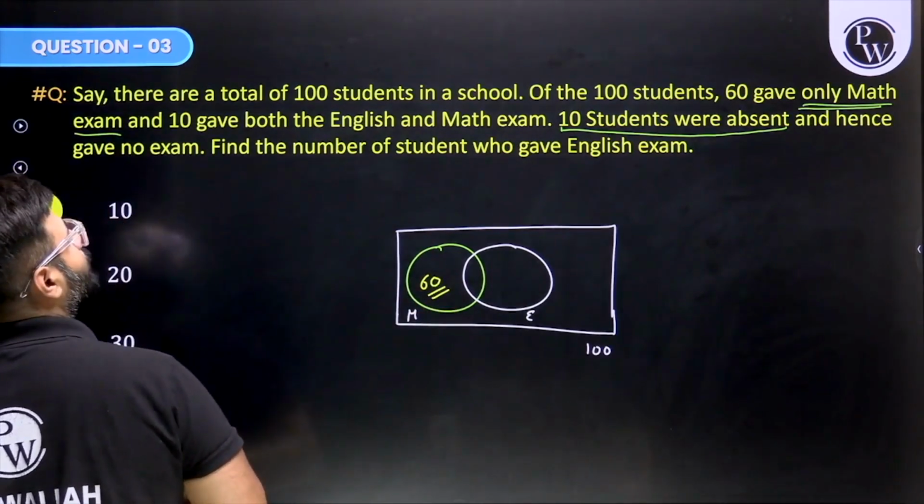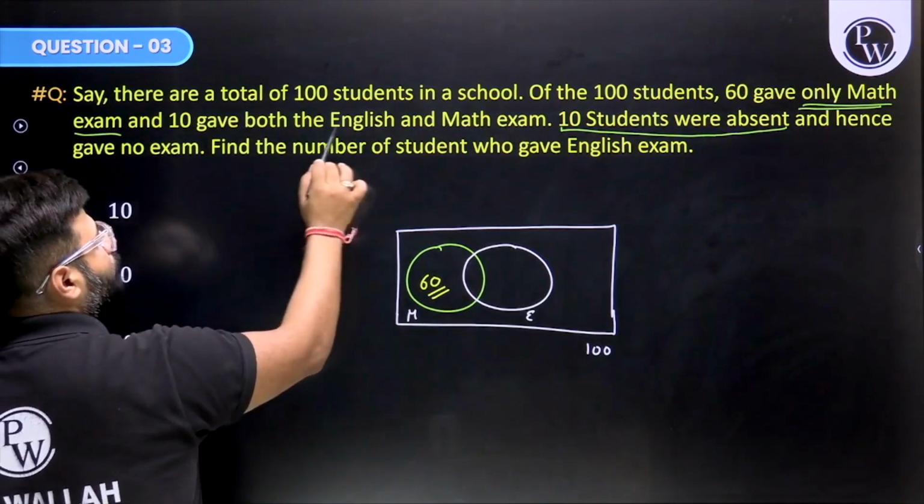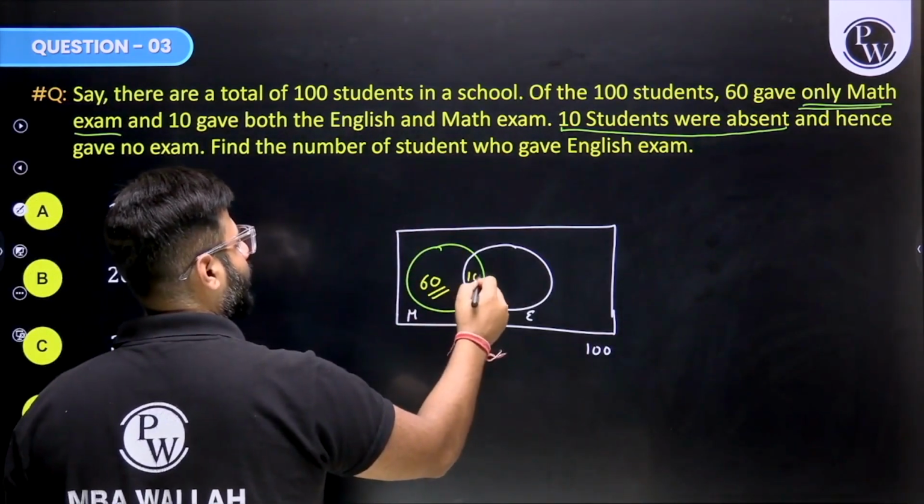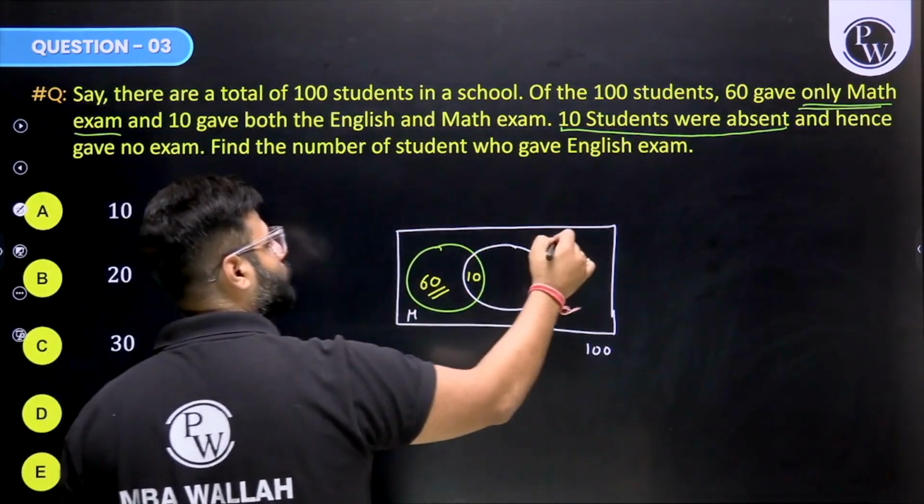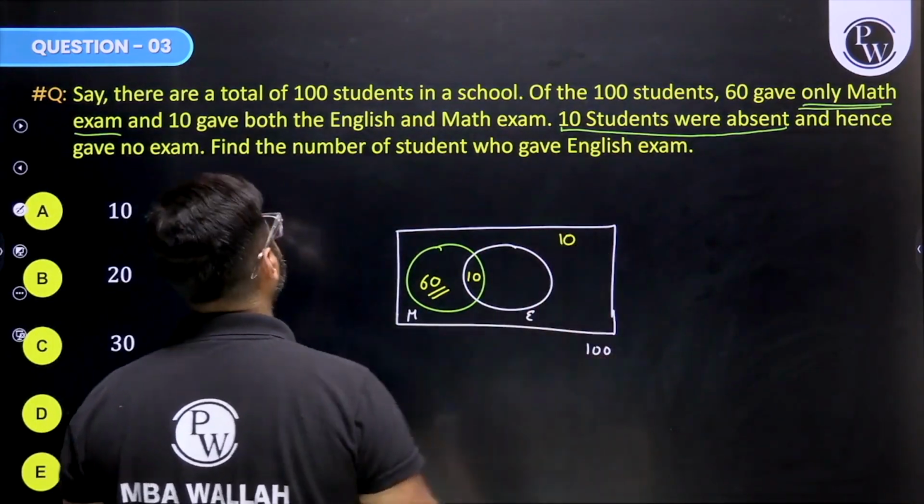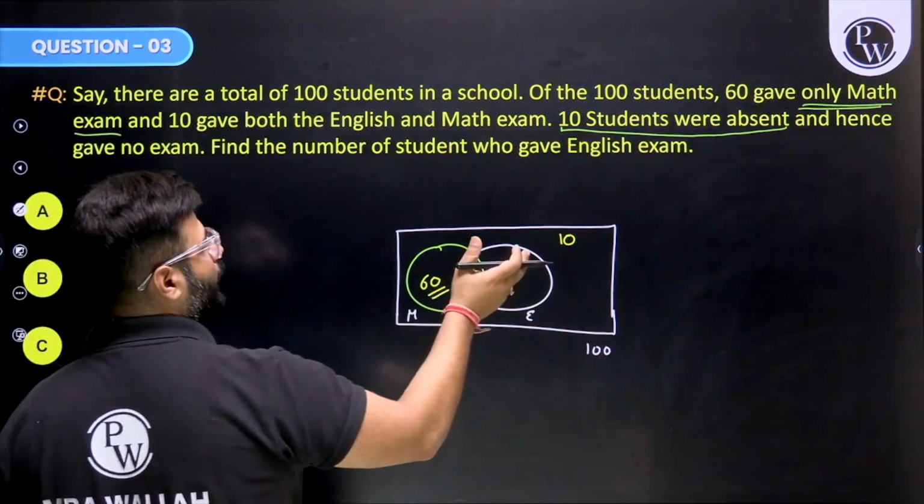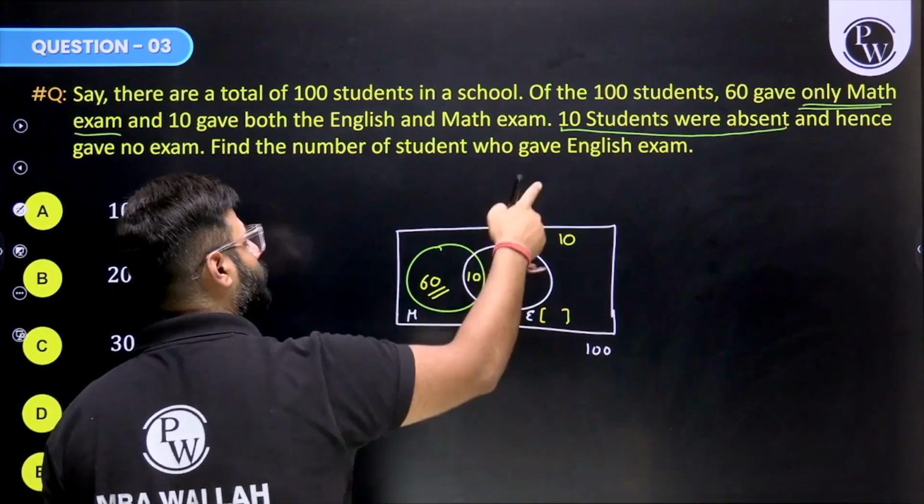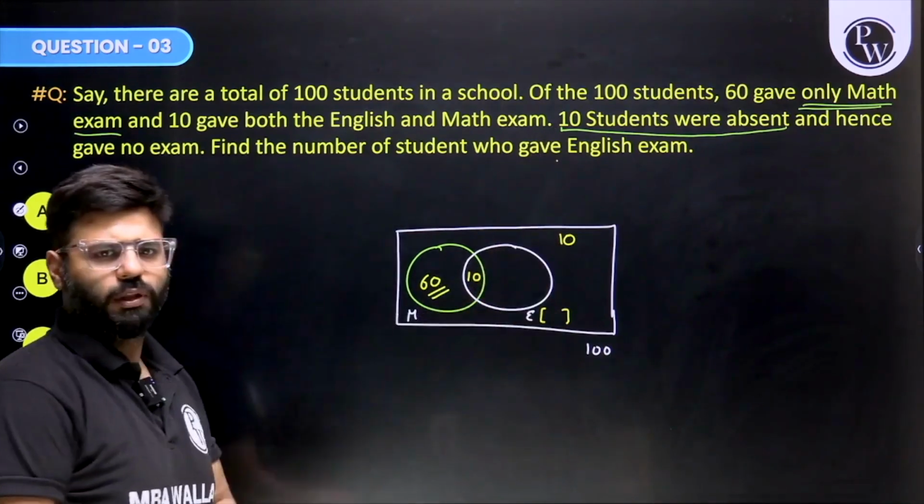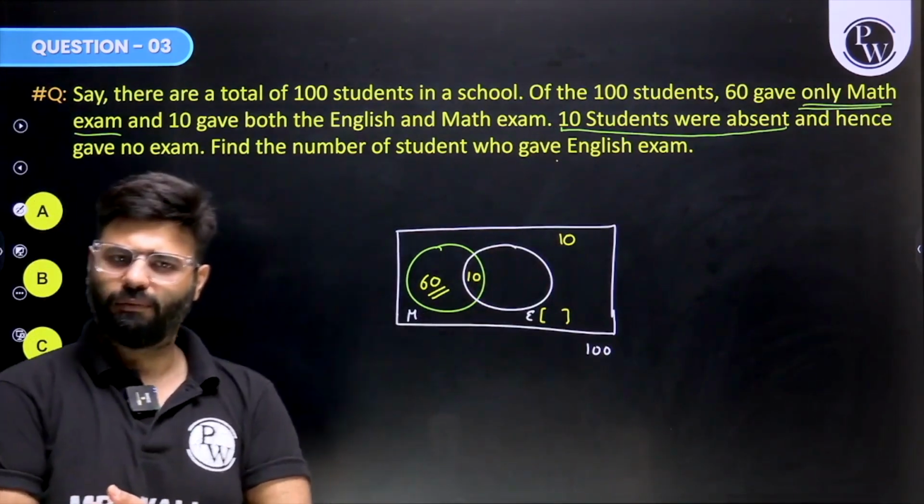Now you are giving me that only math is 60. 10 gave both the English and math. So 10 is here. 10 students were absent and hence gave no exam. So this 10 lies over here, no exam. Find the number of students who gave English exam. So I'm looking for this number, right? Not this number. The question is not asking only English. Be very careful. These are the slight transition words which are playing with you, right?